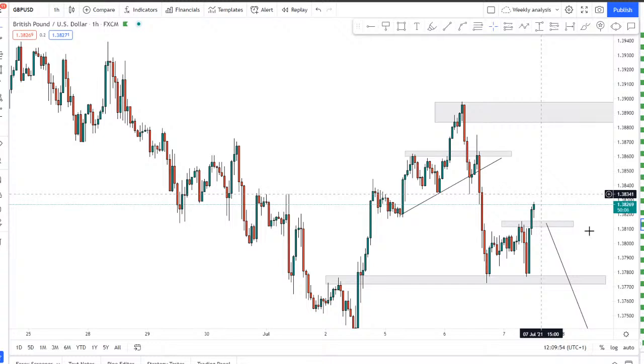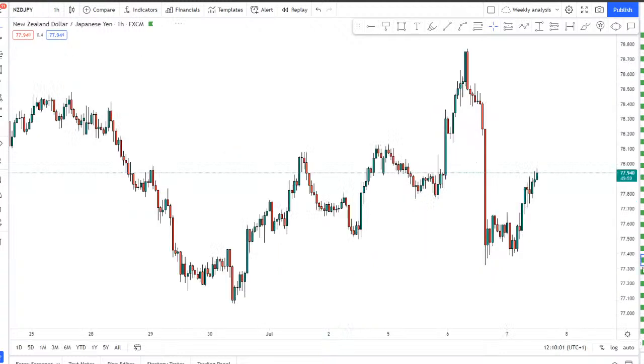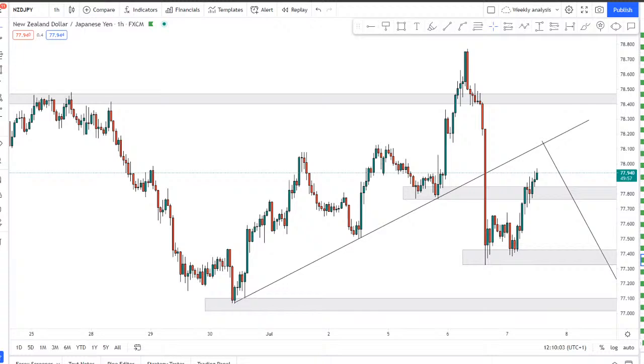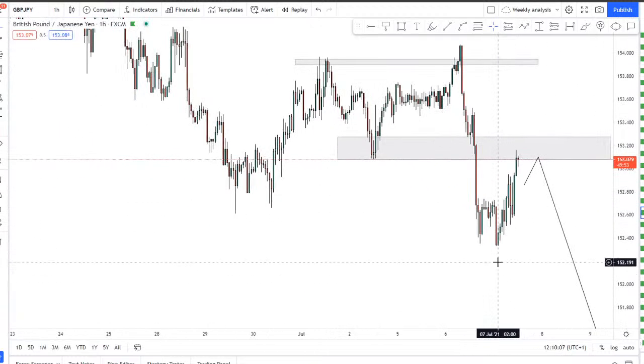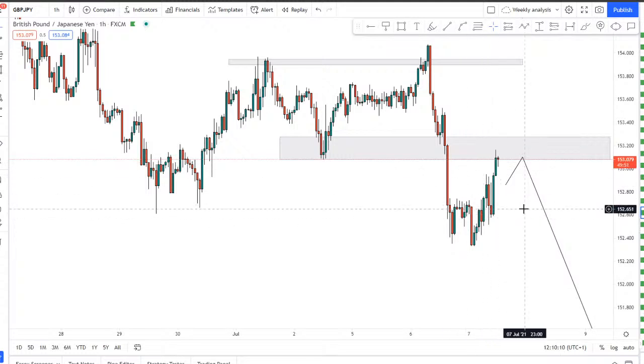But yeah, looking for more continuation to the downside for pound USD, but we'll be taking some partials after that close. And NZD-JPY, like I said, more shorts for this one, still too bullish, and also pound JPY, more shorts for this one, but still too bullish as well. So eyes on those pairs. We'll see how they play out.